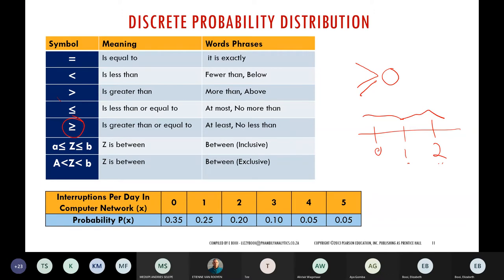at least. In my language we say at least, so don't correct me when I say at least, I'm used to saying it like that. So at least means all the values greater than or equal. Sometimes they might say no less than. So you need to know all these words and phrases so that you can associate the word phrase with the sign or the symbol.